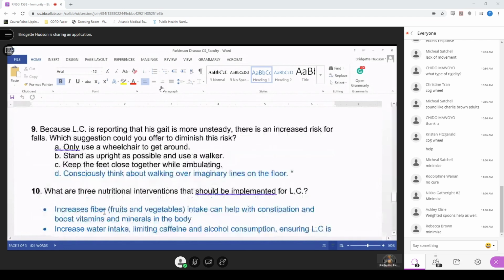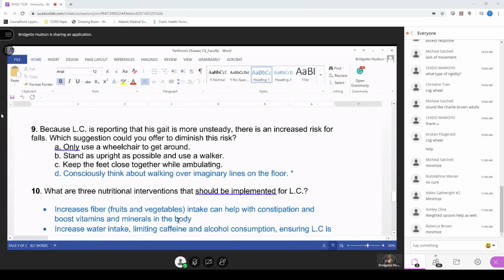Increase fiber, but you have to be careful with a fiber-rich diet when they're taking the medications, because it will compete with the medications and decrease the absorption of the meds. So those fiber-rich foods should come when not at mealtimes, but increase fruits and vegetables. Drink more water to alleviate constipation.